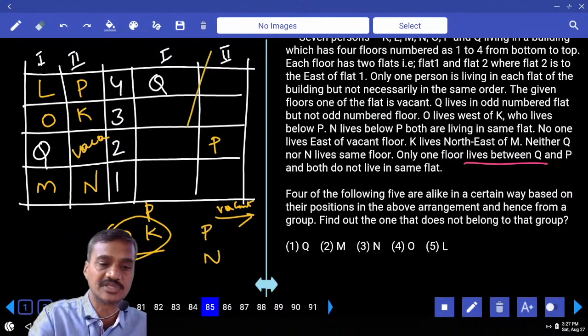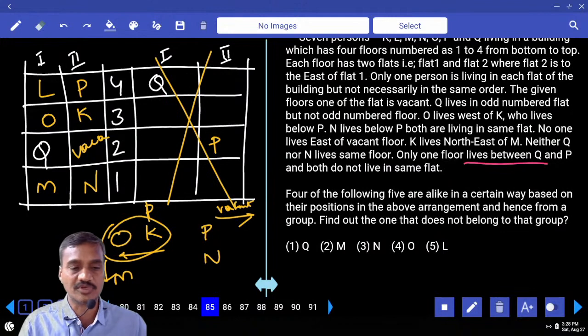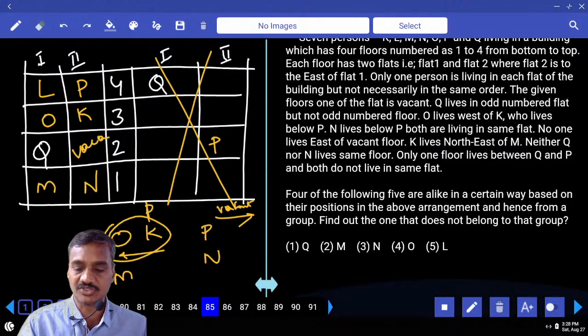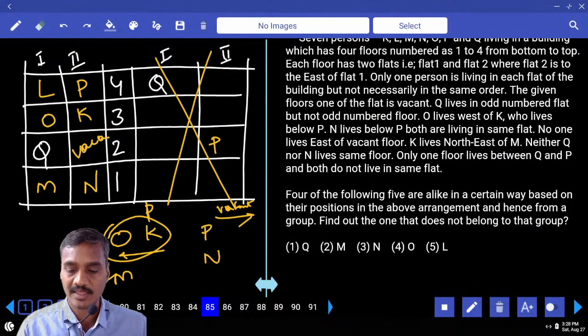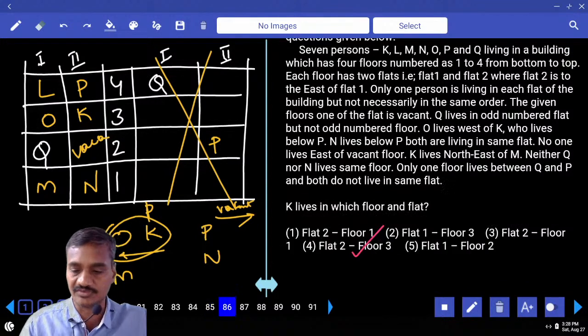Hence any possibilities laid out, this is ruled out. Those many floors were not there, and the second case is ruled out. Now we are left with the first: Q M N O L. Q, M, L, O, except N, the remaining four persons are living on the first flat. N is living on the second flat, hence choice 3 is the odd one.